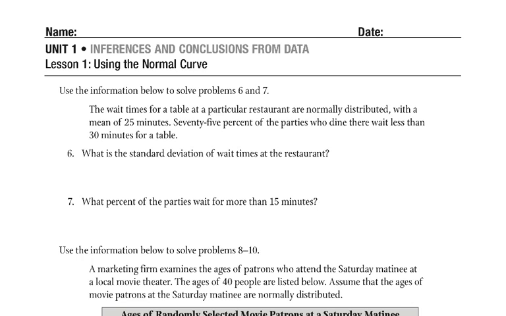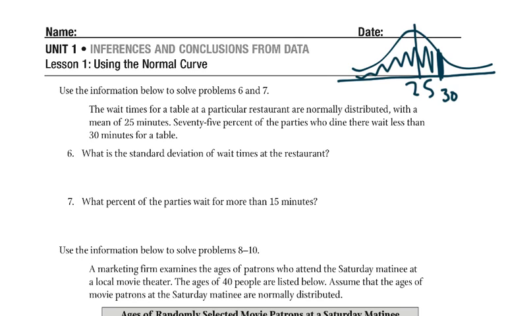So this one we've got to slow down and think through to make sure we don't make a mistake again. Okay. So they've got a mean of 25 minutes. 75% of the parties who dine there wait less than 30 minutes for a table. So we don't know what the standard deviation is, but 30 minutes would be bigger, right? So we want to know all these people less here. So we need to find, we know that that's 75%, right? Okay, so then we turn that into a decimal, so it would be 0.75 basically, right?